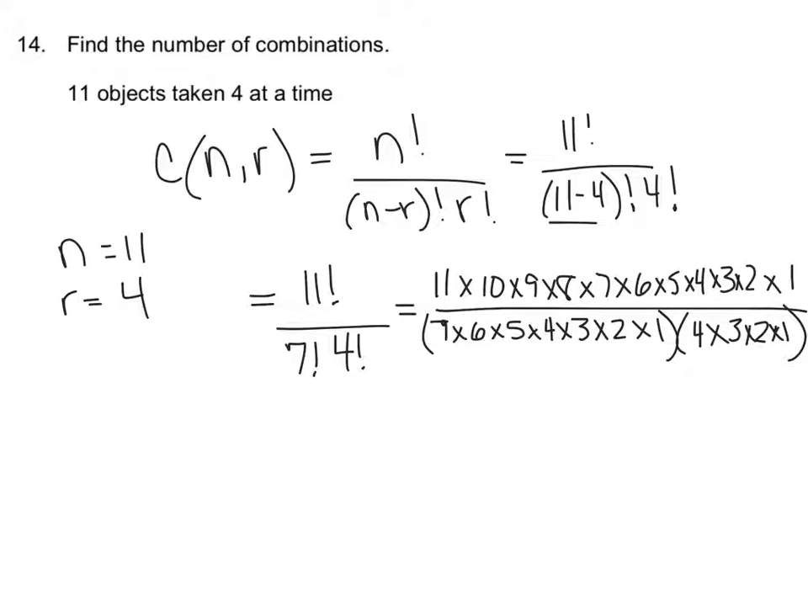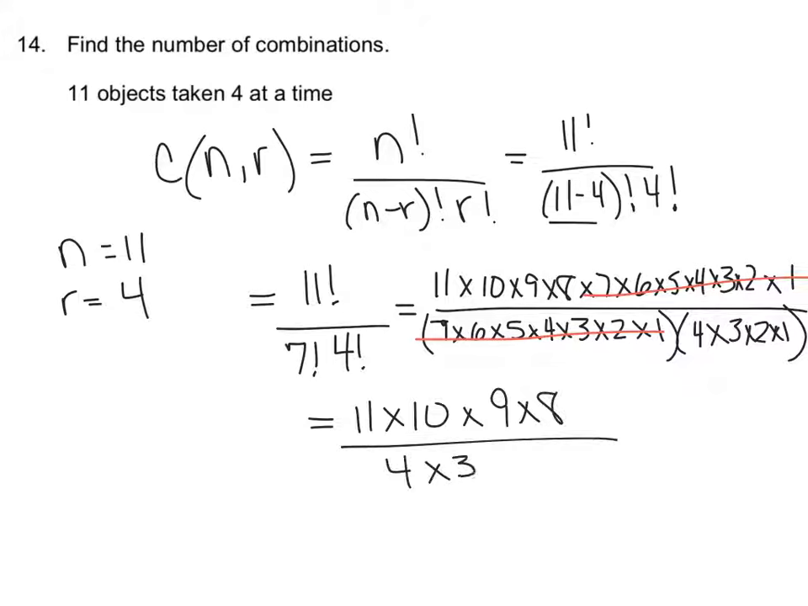I always take the larger factorial because then I'm canceling the most amount of factors. So I'll take the 7 times 6 times 5 times 4 times 3 times 2 times 1, and I'll cancel that out on the top and bottom. Now on the top I'm left with 11 times 10 times 9 times 8. And on the bottom, we're left with 4 times 3 times 2 times 1.